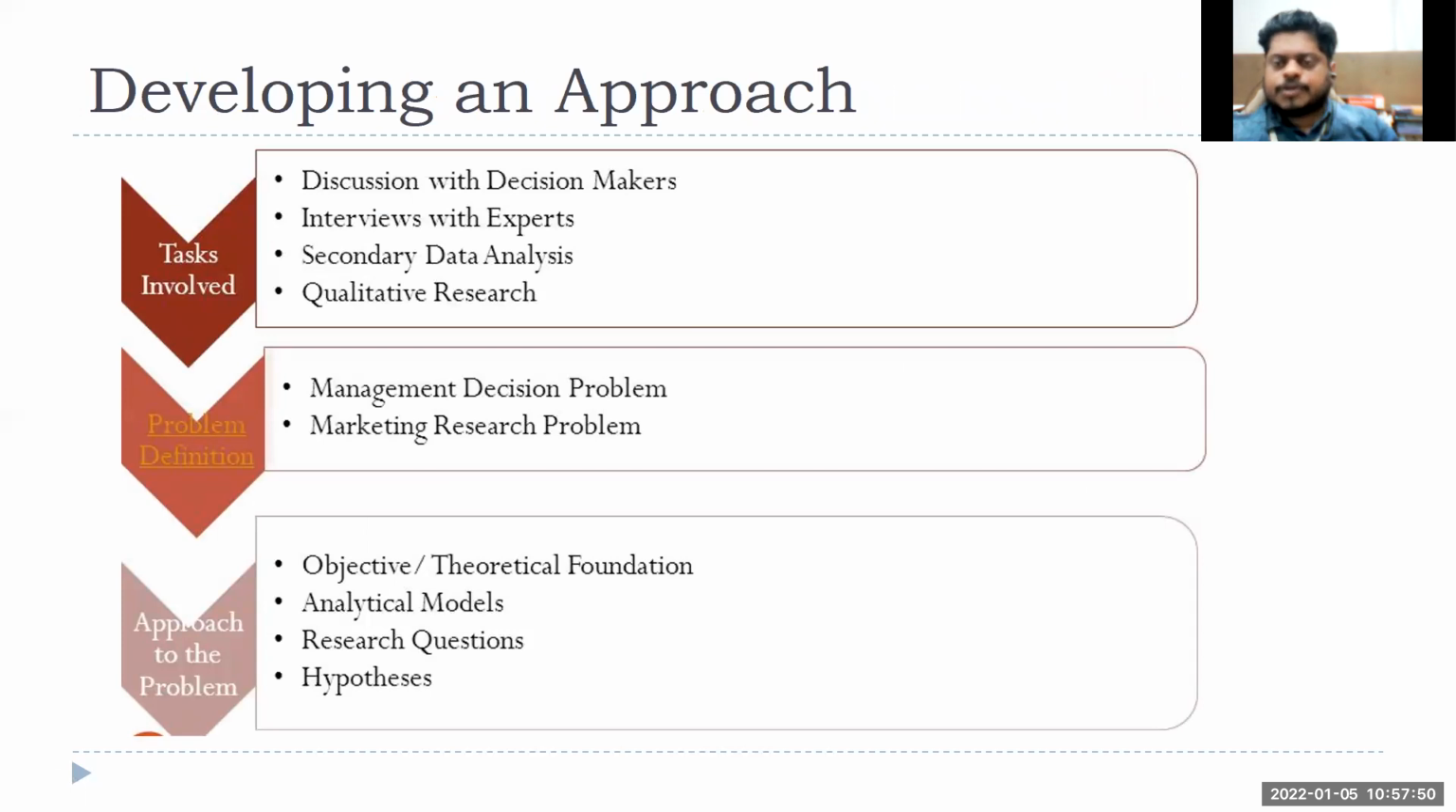So developing an approach, how to go about it. Most of the times we start with a discussion with decision makers and experts, right? We understand what kind of information we have, secondary data, then qualitative research. That is, we go to sales managers, marketing managers, advertisement agencies, and talk to them, right? Then our decision problem and research problems are defined. Then how to go about it, if I decide that this is the problem and these are the information I have to collect, right?